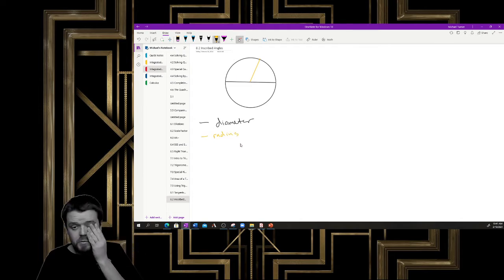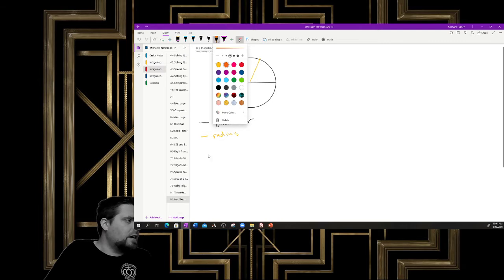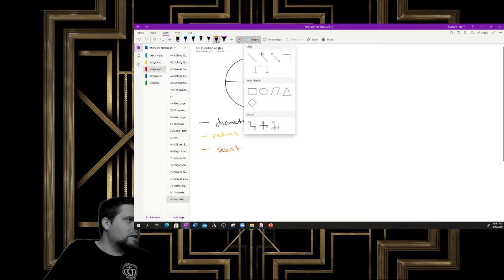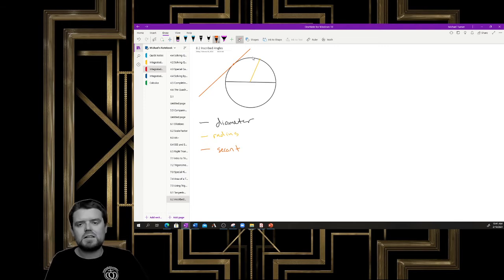Those two we're probably familiar with. In 8.1, we then introduced the idea of a secant line. A secant line is a line that is outside the circle that is intersecting the circle at exactly one point. So here, for instance, if it's only intersecting the circle at one point, then that is a secant line.